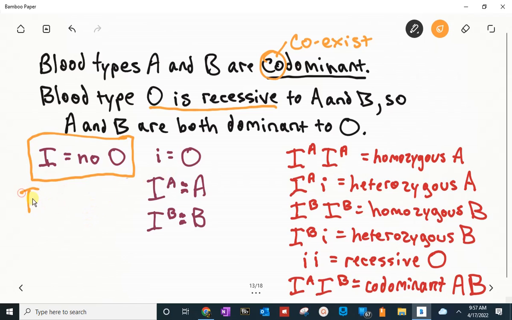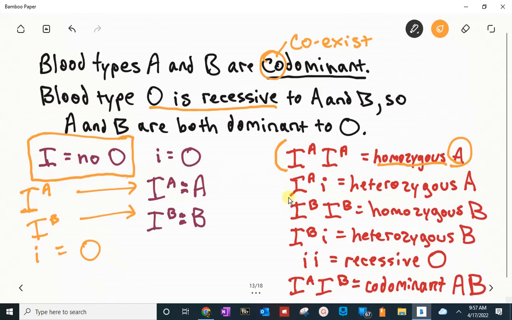So you could have a non-O type A, which is this one, or a non-O type B, which is this one, or you can just have a lowercase i, which means type O. And so that has neither A nor B on it. It's just type O because it's recessive. So the combinations, you could have I superscript A and I superscript A. That would be homozygous A.